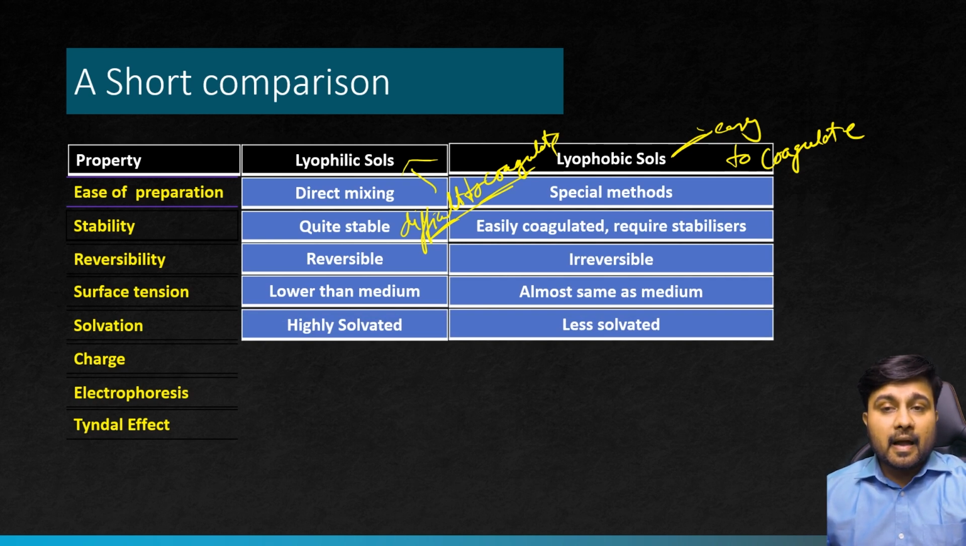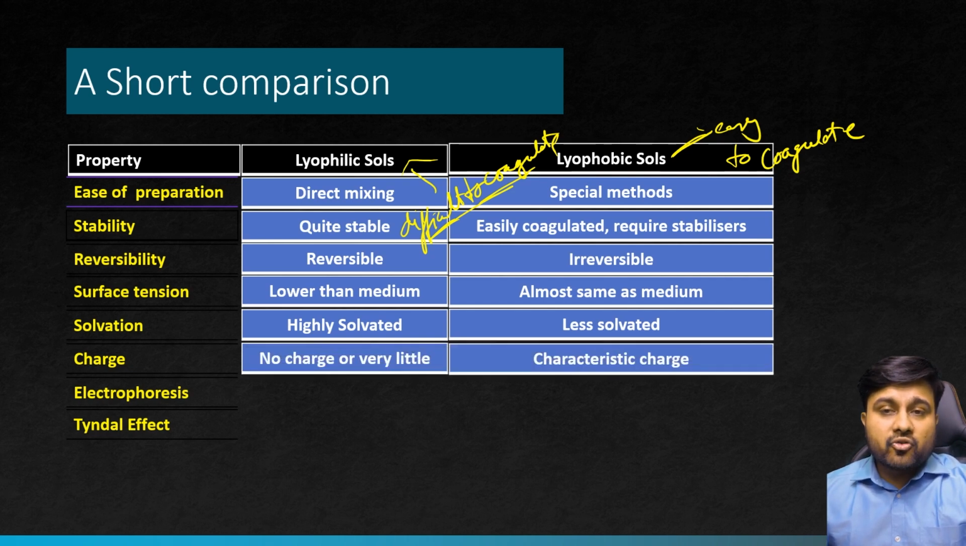Okay. In lyophilic, solvation extent is very high, whereas in lyophobic the extent of solvation is less. Then when we talk about charge on colloidal particles, in lyophilic there is negligible or very little charge on colloidal particles, jabki in lyophobic there is a characteristic charge on the colloidal particles. Okay, so there will be a proper positive and negative charge, jabki lyophilic mein there is no charge.